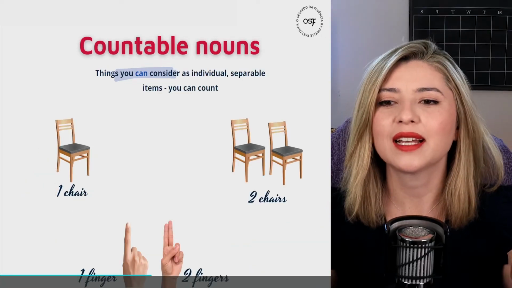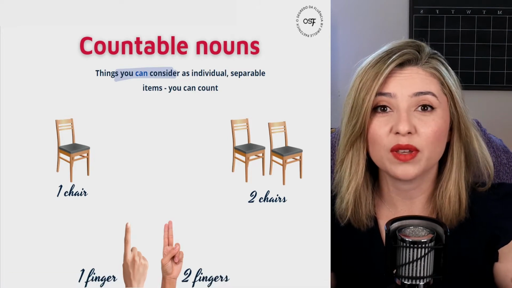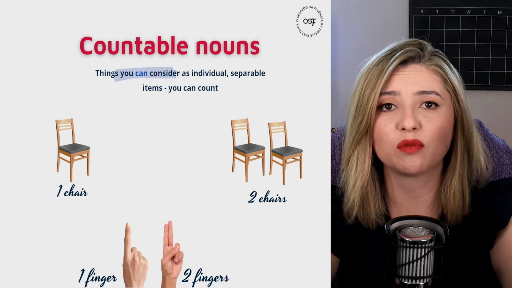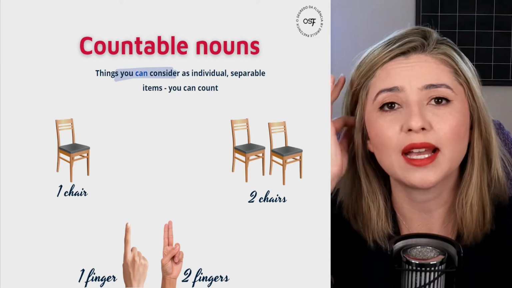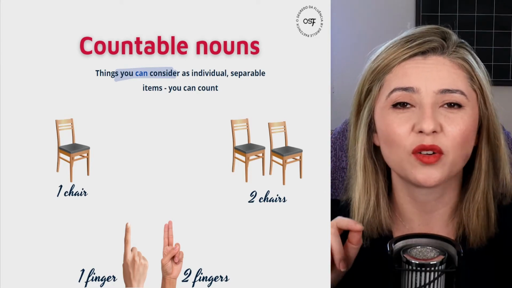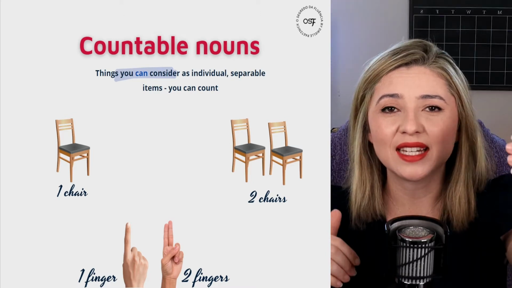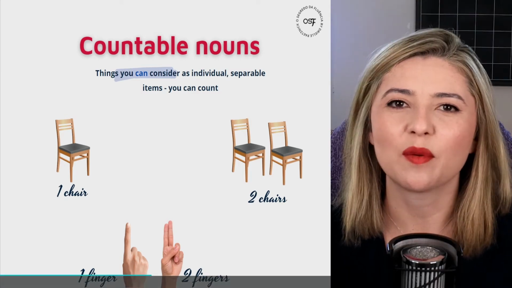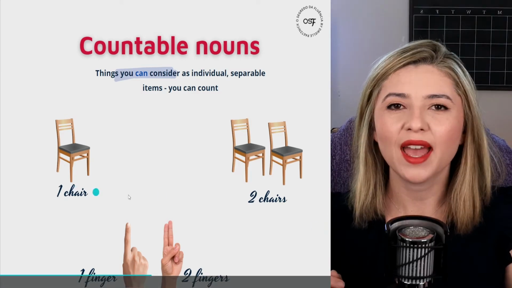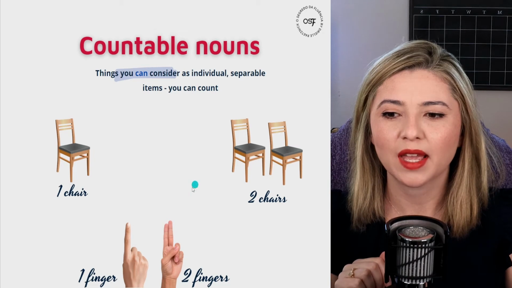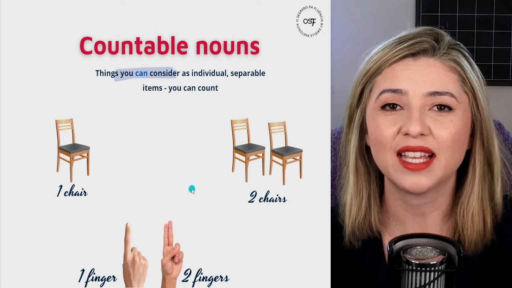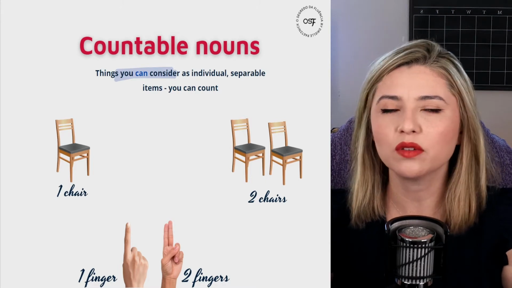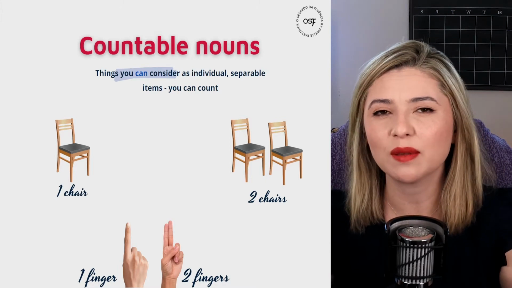We have countable nouns, nouns that you can count. We can have one individual and we can have multiple of the same. Usually with countable nouns, we can say 1, 2, 3, and the noun will receive an S at the end of the word. So for example, I have 1 chair or I have 2 chairs. I can have 1 finger and I can have 2 fingers. Can you name more countable nouns for me right now? Can you say those names out loud?